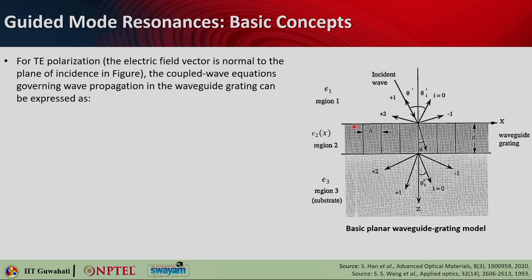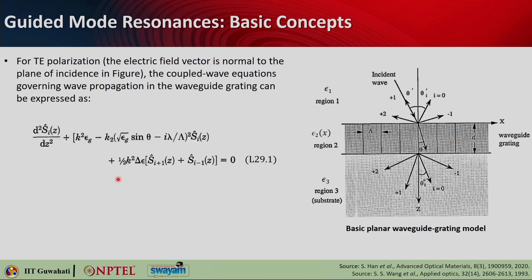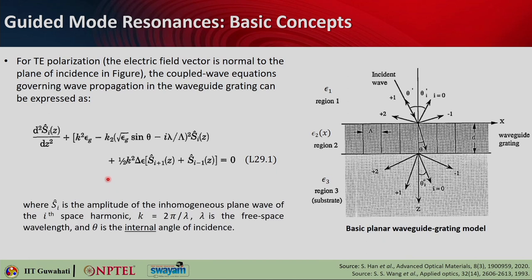Now for TE polarization, you can consider the electric field vectors to be normal to the plane of incidence in this figure. The coupled mode equations which govern the wave propagation in this waveguide grating can be written in this form. I will not go into the details, but I will highlight a few important factors. S is the amplitude of the inhomogeneous plane wave of the ith space harmonic, so you have this index i. k is the free space wavenumber, and theta is the internal angle of reflection, and that is this one.